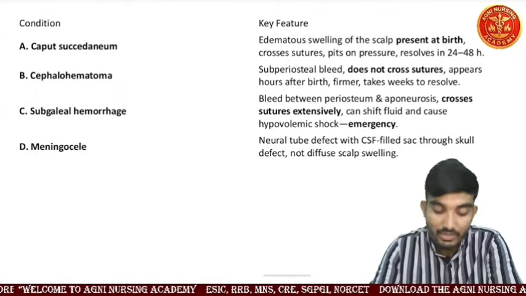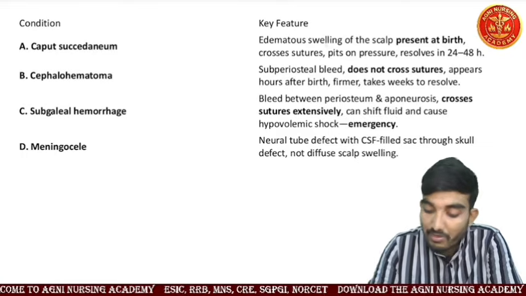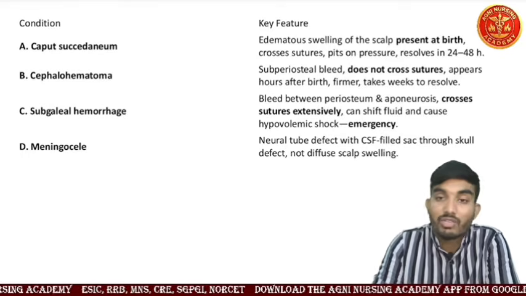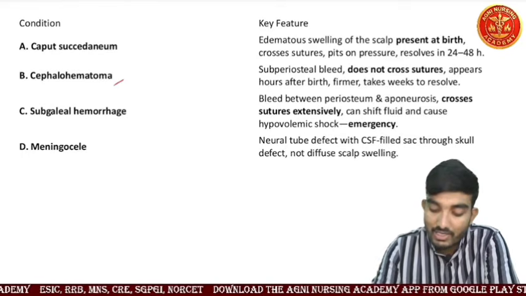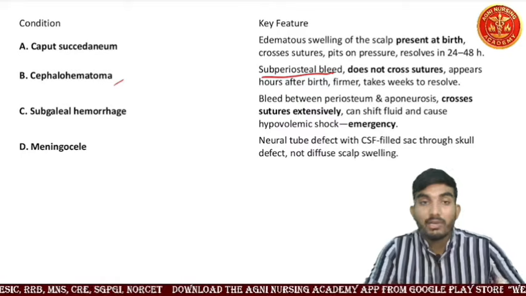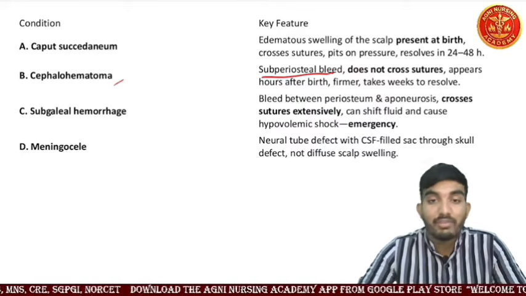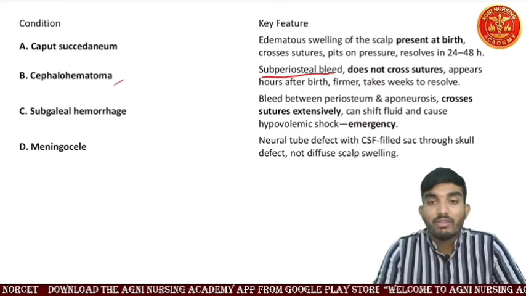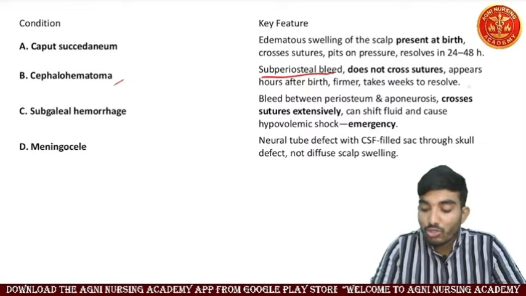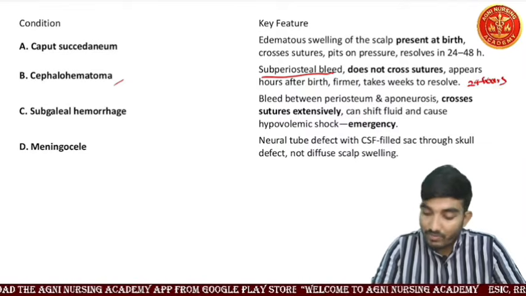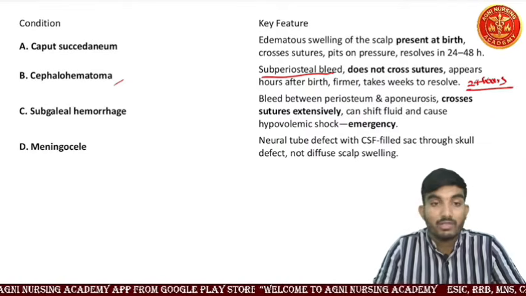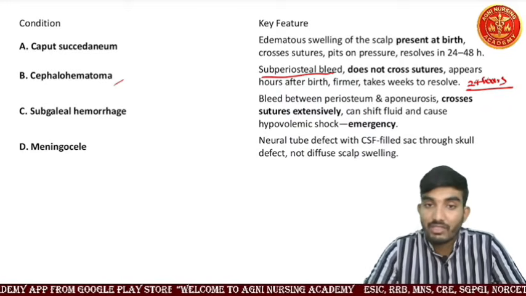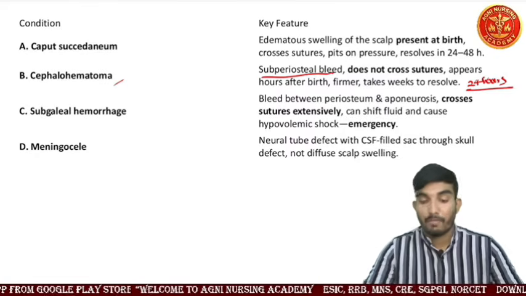Here it is condition C, caput succedaneum. Key features: edematous swelling of the scalp present at birth only, crosses suture lines, pits on pressure, and resolves within 48 to 72 hours. Cephalohematoma is a subperiosteal bleed, just below the periosteum layer, and it does not cross the suture lines. It occurs after birth, up to 24 hours. I also told about subgaleal hemorrhage and meningocele, a neural tube defect with CSF inside through a skull defect, not a diffuse skull swelling.